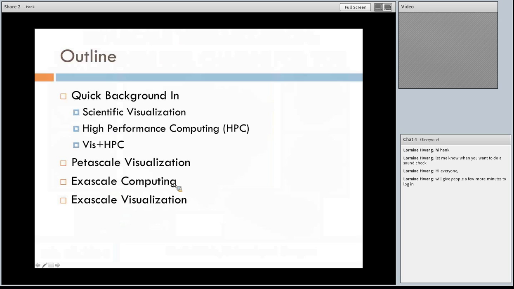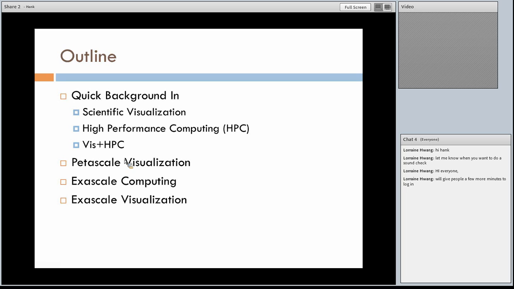Okay, so here's an outline for the talk. I'll give a very quick background in scientific visualization, high performance computing, and the intersection of the two. And then I'm going to describe some of the challenges for petascale visualization and try to contrast them with some of the challenges for exascale visualization.